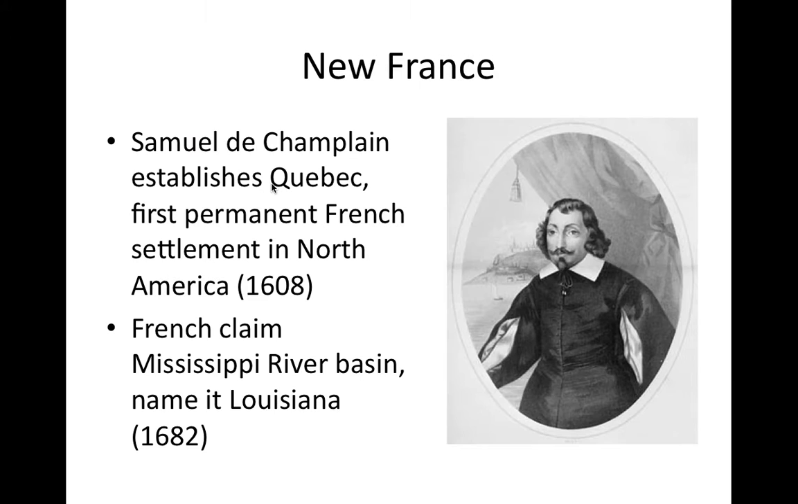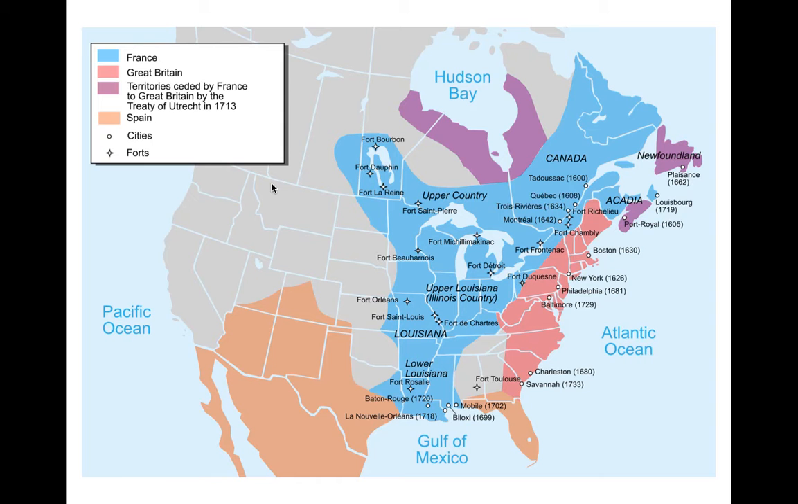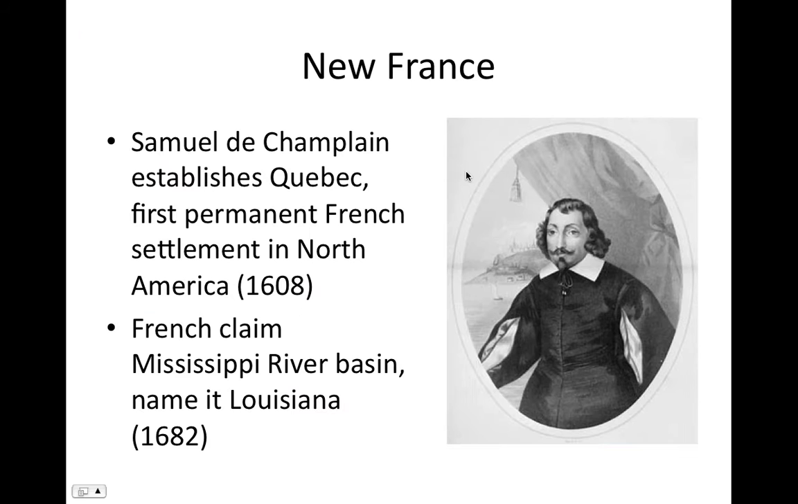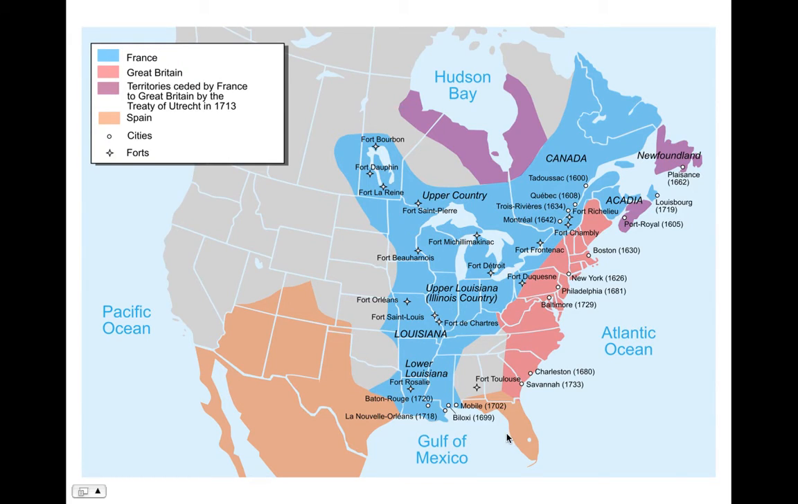Starting with the French. New France, of course, was all this blue shaded area here. It started in 1608 when Samuel de Champlain established Quebec, the first permanent French settlement in North America. The French went on to claim most of the Mississippi River Basin and all the way down to what is today New Orleans, and named it Louisiana in 1682. So that's all this blue stuff here, in today's United States.